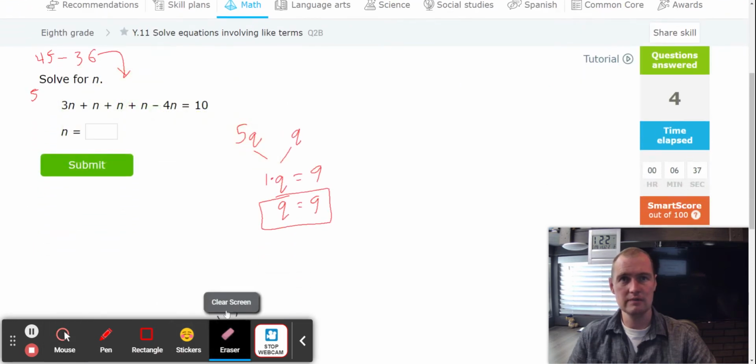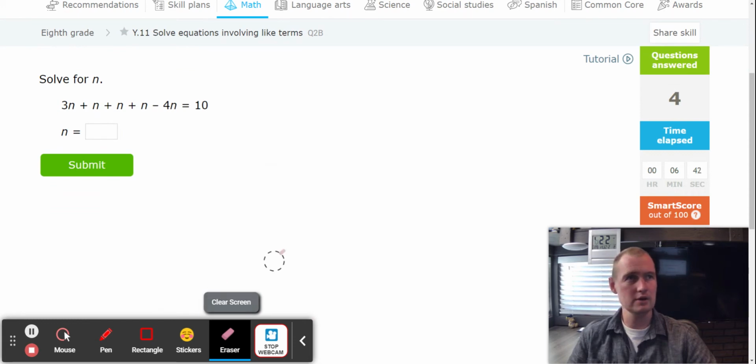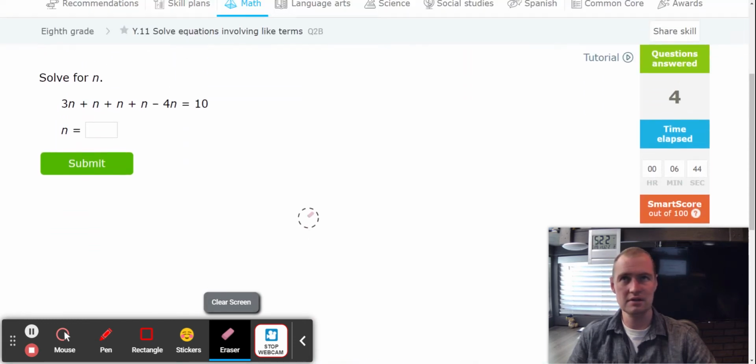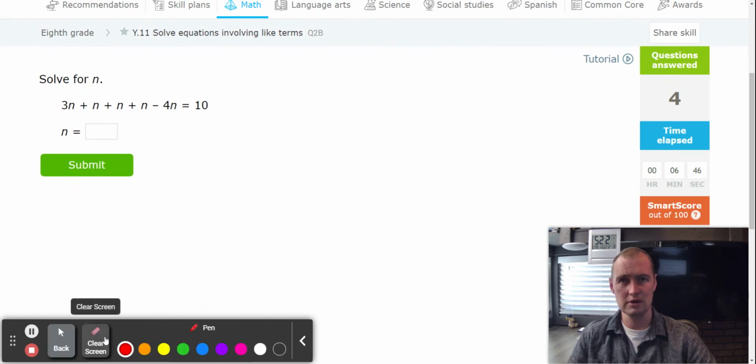All right, next step. Here we go. Woo! This one got quite a bit longer. But it's the same concept. We got 3n plus, remember, whenever you have a variable by itself, you have one of them. So plus 1n plus 1n plus 1n minus 4n equals 10.